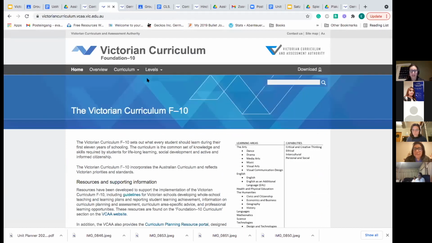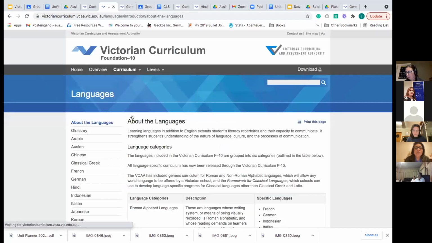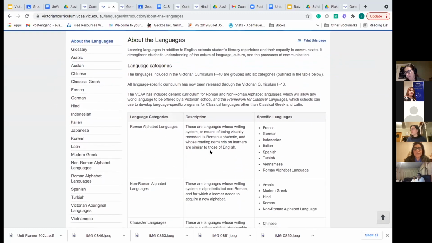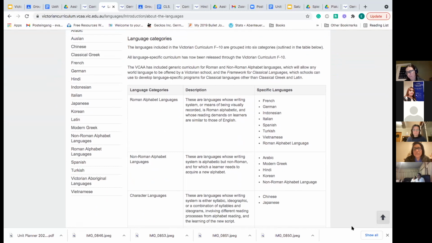So I went back to the general Victorian Curriculum page. You go to languages. Okay, I haven't heard about this language before. So can you please tell us, is it a Roman script language or a non-Roman script language? Non-Roman. Awesome. And the language is from India. Thank you for telling me that. I learned something new today.